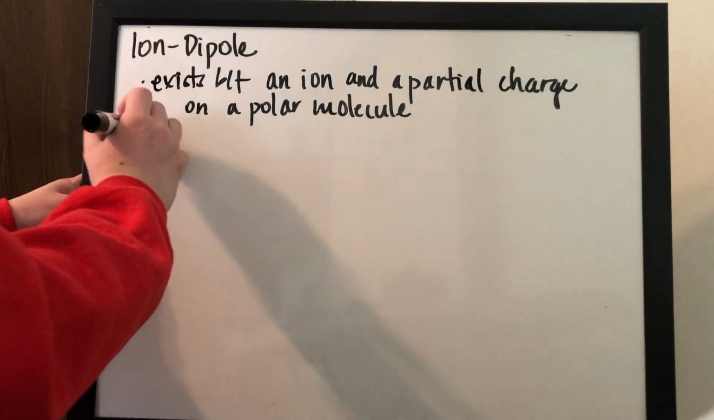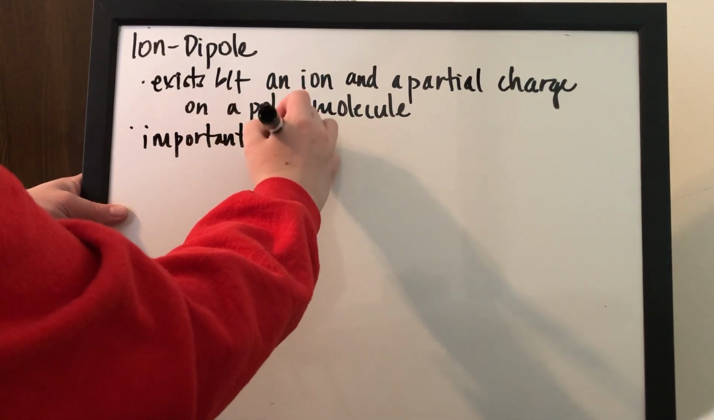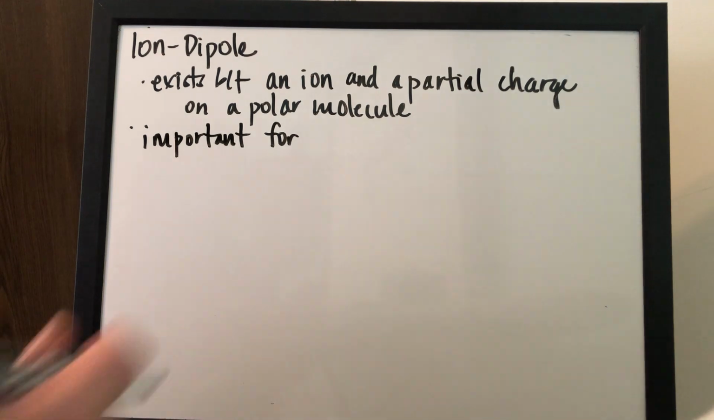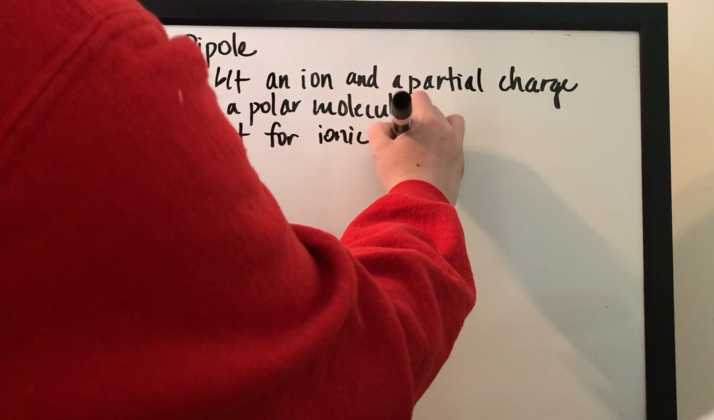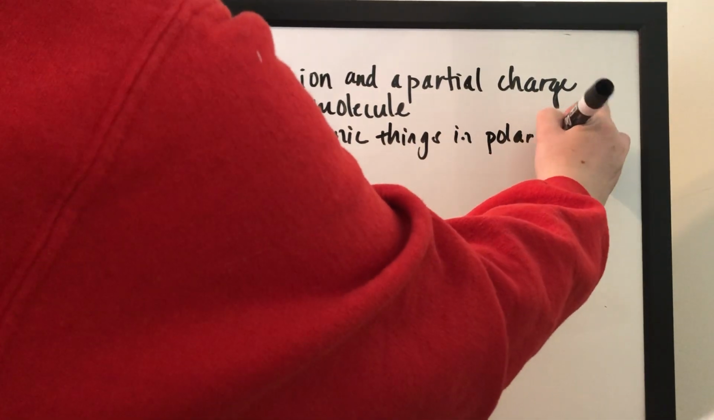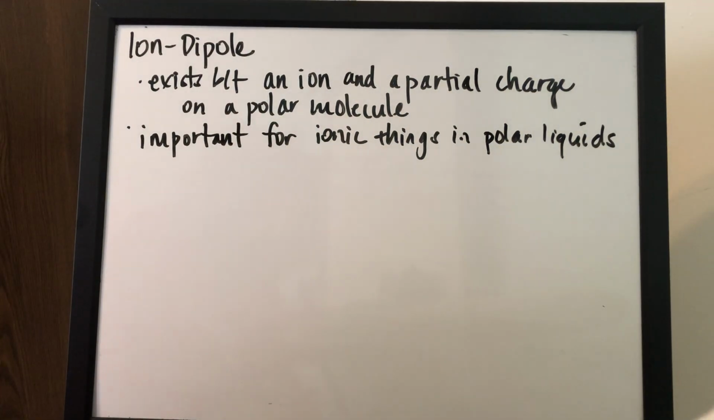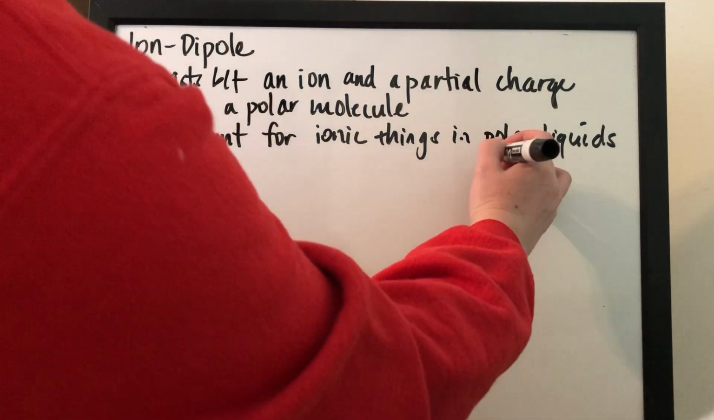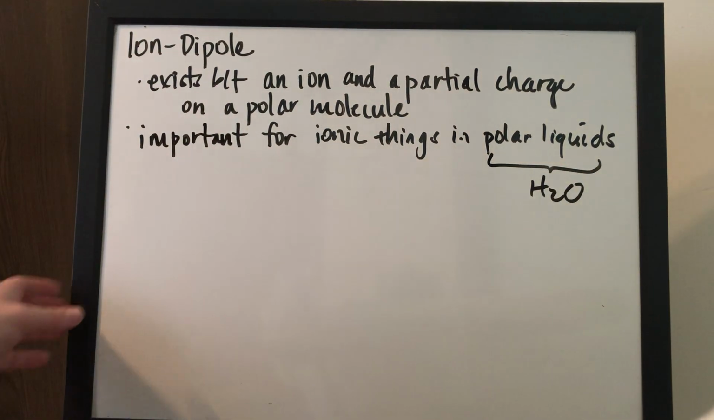So this is most important for ionic substances in polar liquids. Which our favorite polar liquid in chem is H2O. I'm not saying it's the only one, okay, but H2O is the one that's going to often happen here in ion dipole.